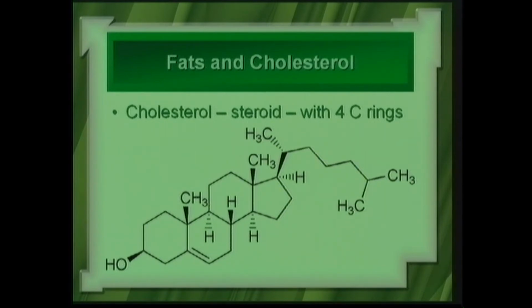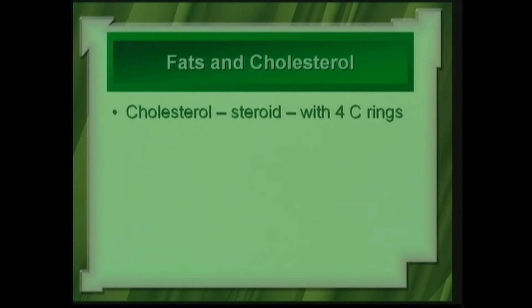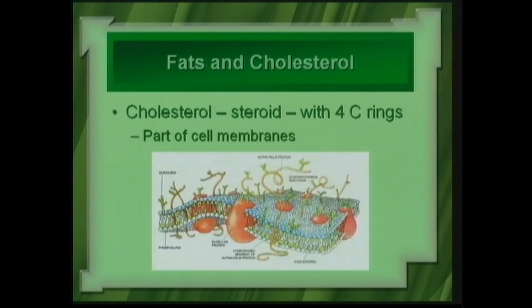So cholesterol itself has these 4 rings. It's a steroid with 4 different ring structures: these 3 and then a 4th. And this is an image of cholesterol. Now, one of the important things about it is that it is part of the cell membrane. So here is a nice depiction of a cell membrane.